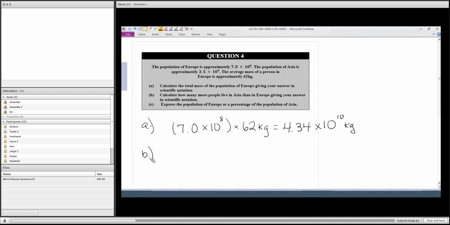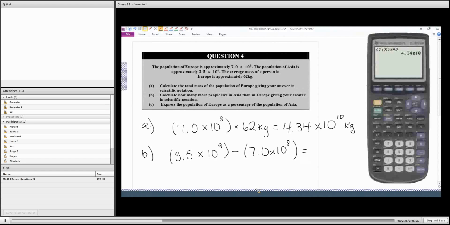Okay, B. Calculate how many more people live in Asia than in Europe, giving your answer in scientific notation. So you're taking Asia's population and subtracting Europe's population from it. So from here, you can, again, use your calculator. Let's put into the calculator our two scientific notations: 3.5, second function, the little comma, get the little E there, 9. Make sure you close parentheses, minus 7, you don't need the times there, 7 parentheses, put in the 8, close parentheses, and hit enter.